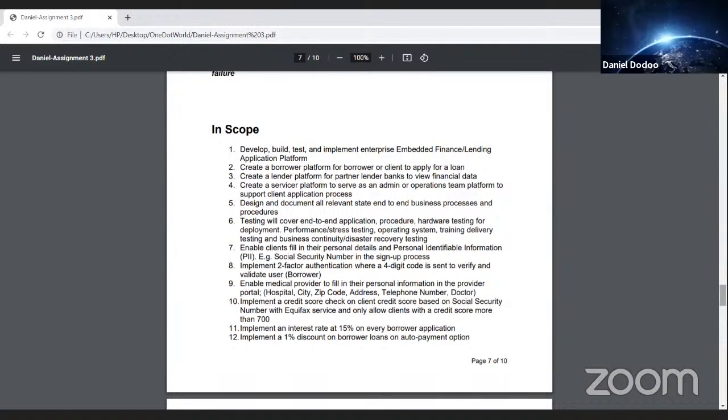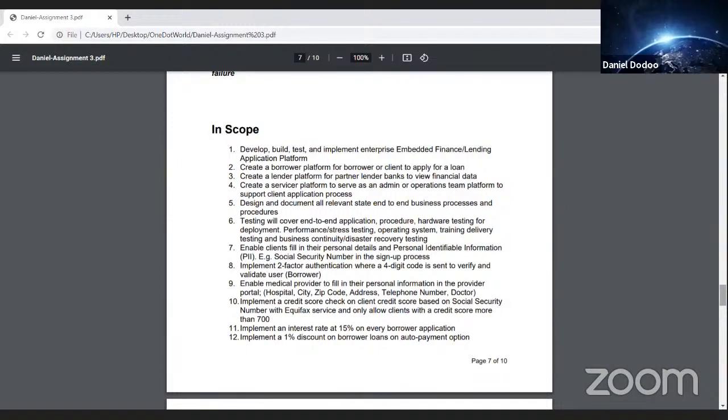We also create a servicer platform to serve as an admin or operations team platform to support the client application process. We would like to monitor and track the application status of our clients' applications. We would like to do checks and reviews and get back to clients that have a bit of issues with their application documents. And we can do that with the use of our servicer platform.